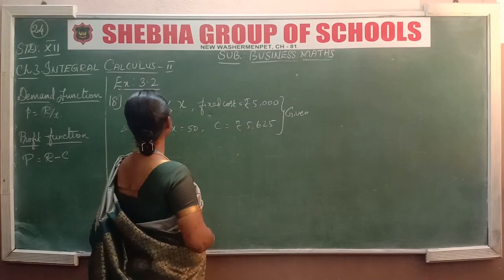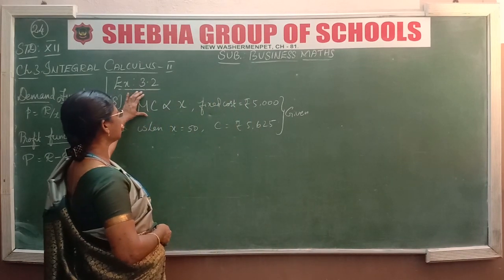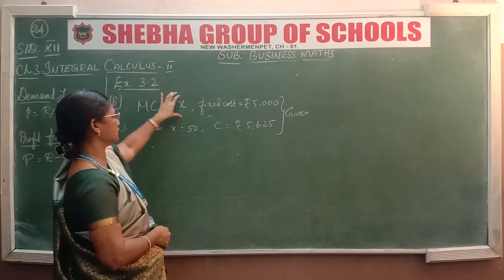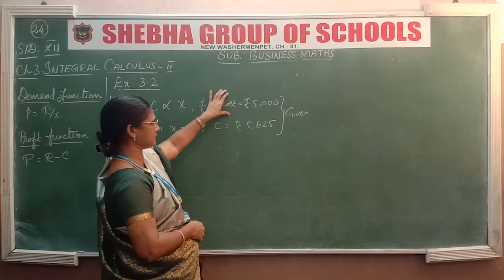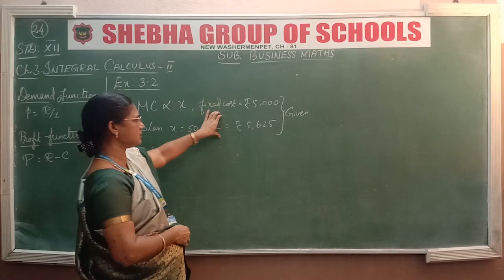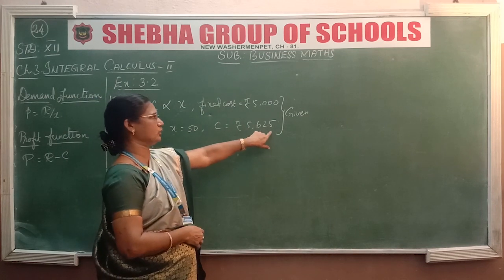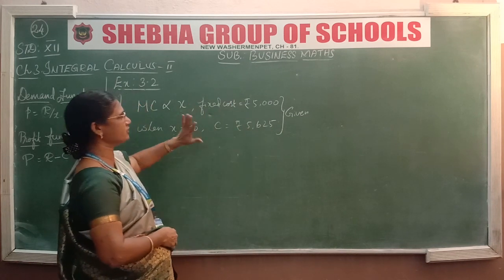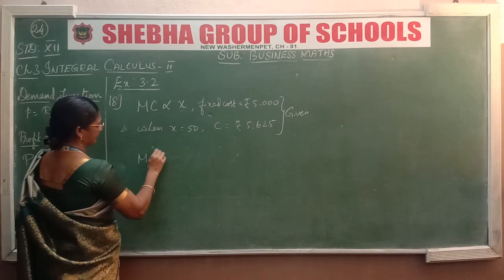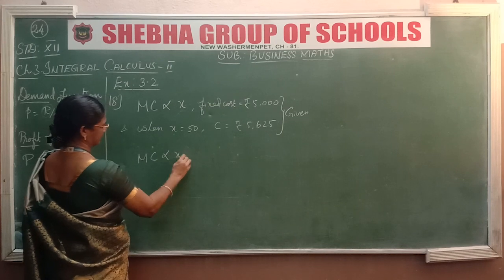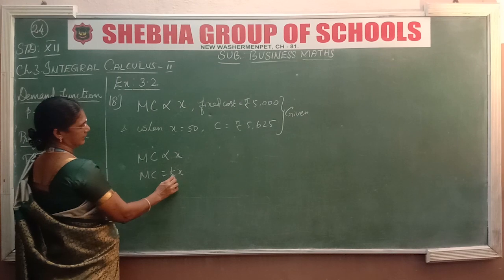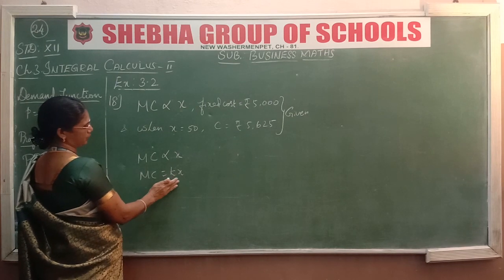Listen, 18th sum. Our 18th sum: marginal cost is proportional to x. This is given. Marginal cost is proportional to x and fixed cost is given, 5,000. And when x is equal to 50, our cost value is 5,625. Using all the values we have to find the cost function. So first, what is given? MC is proportional to x. So MC equal to some constant into x. Here k is the constant of proportionality.